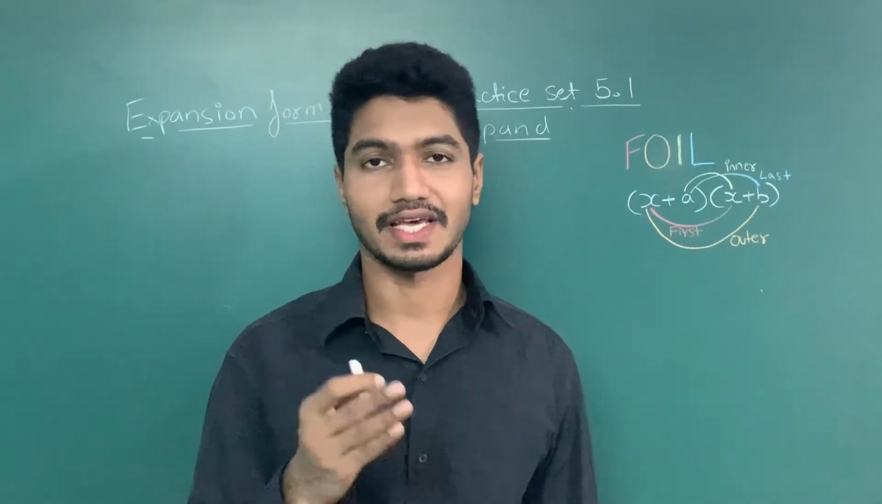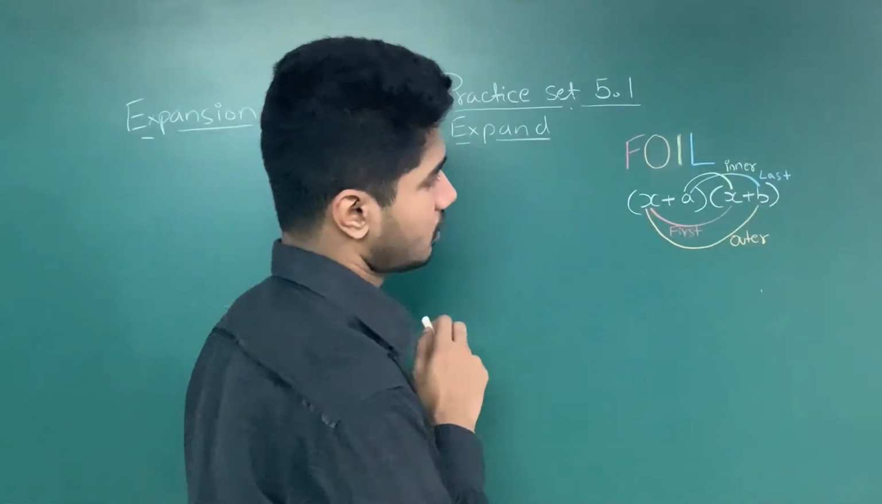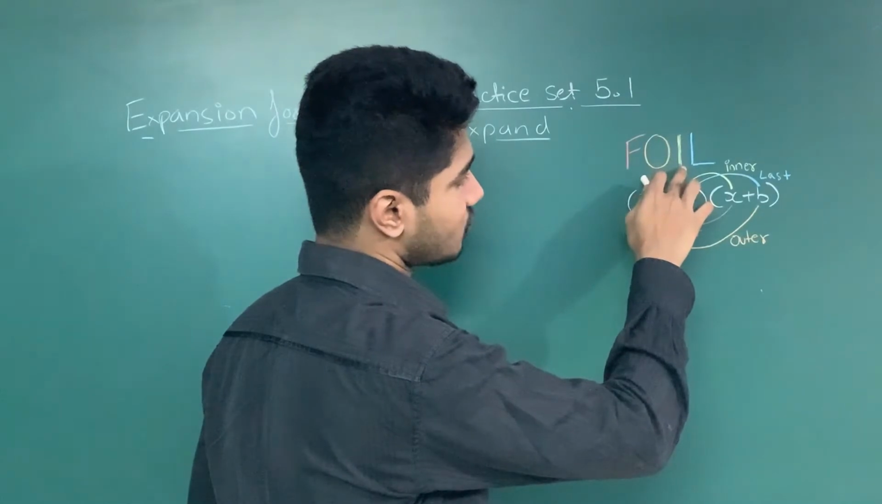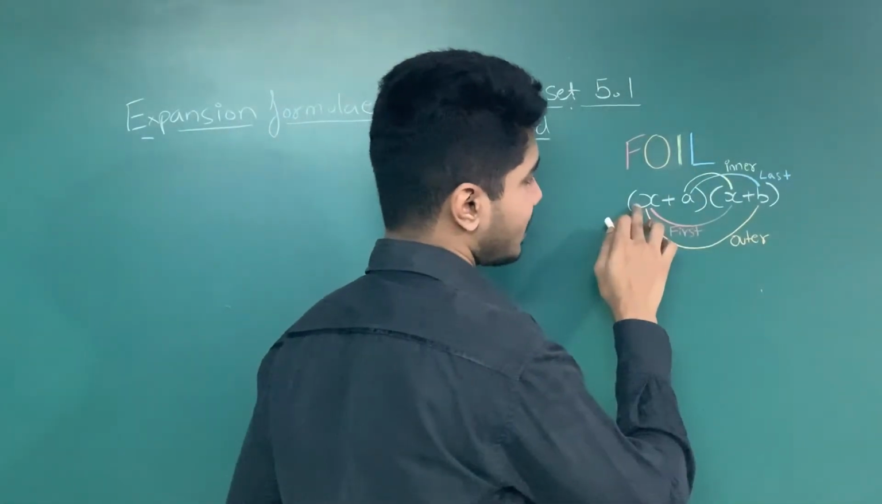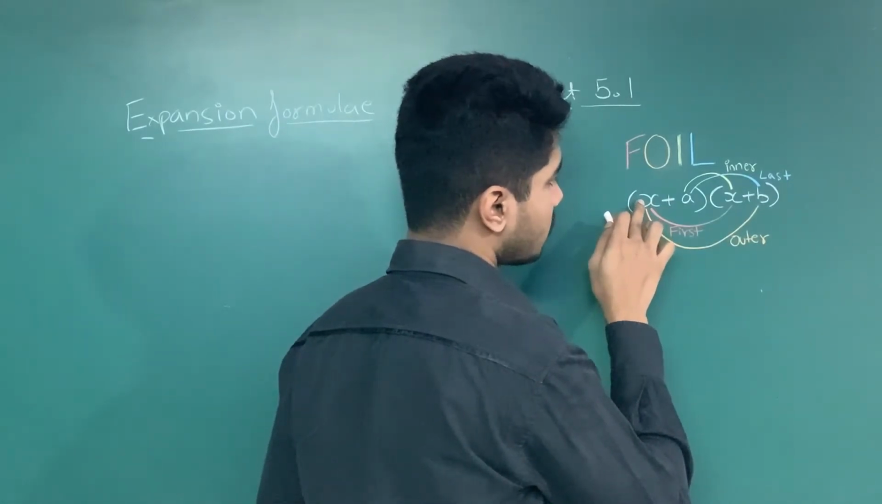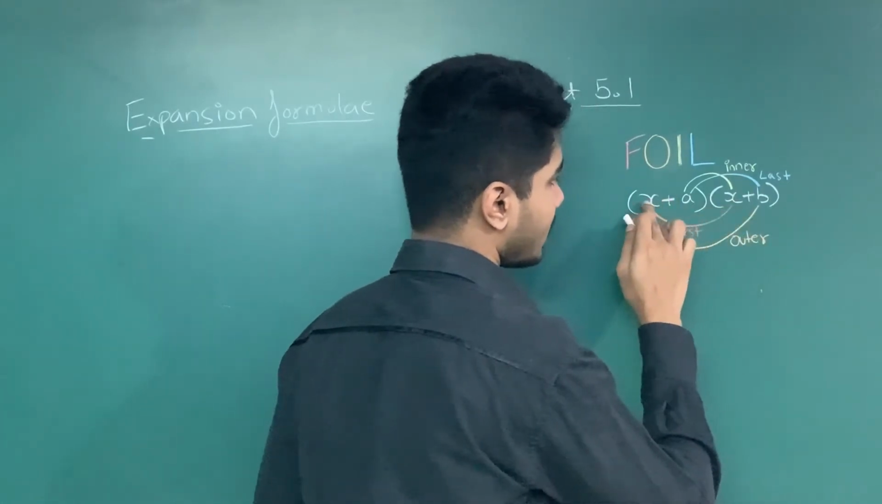Before starting with practice set 5.1, let me give you a small trick how to expand two brackets, that is x plus a and x plus b. Over here, I have written as FOIL. Now the F stands for first, O stands for outer, I stands for inner, and L stands for last. Now if you see, x over here inside this bracket is a first component. So the first component will get multiplied with the first component of the second bracket, that is x into x.